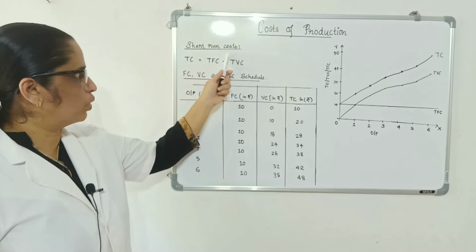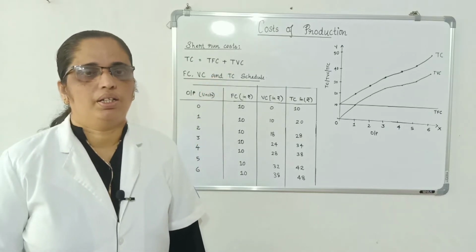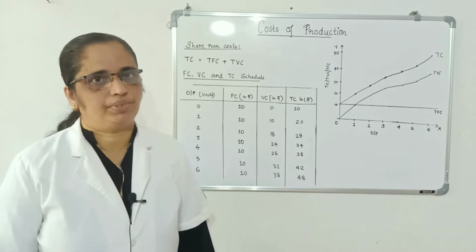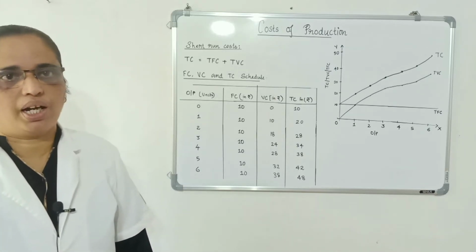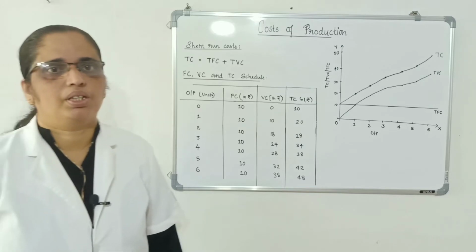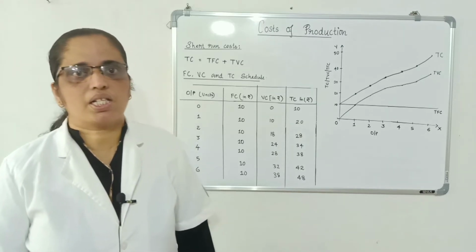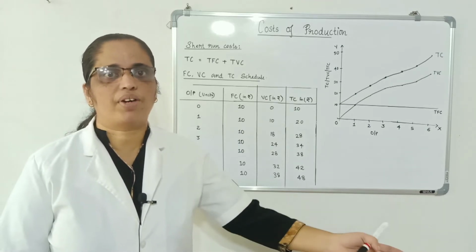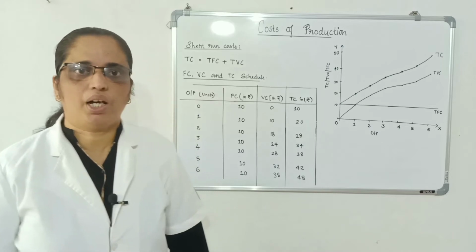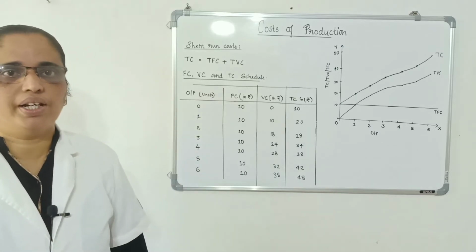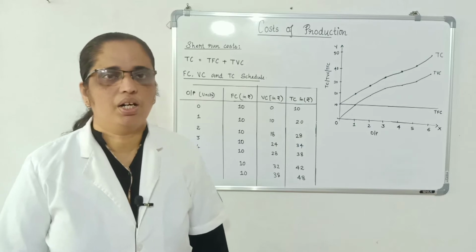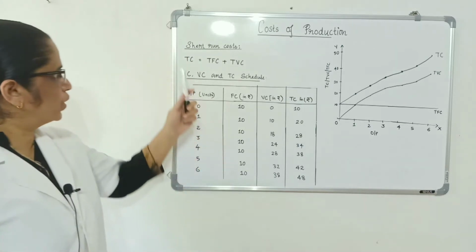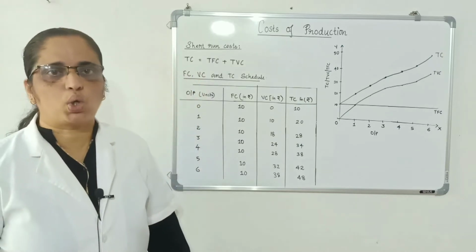Before we study short-run costs, let us distinguish between short-run and long-run, that is, short-run production and long-run production. Short-run means some factors are fixed, some other factors are variable. In the long run, there is no difference between fixed and variable factors. All factors are variable in the long run. Okay? So today, let us study more about short-run costs.